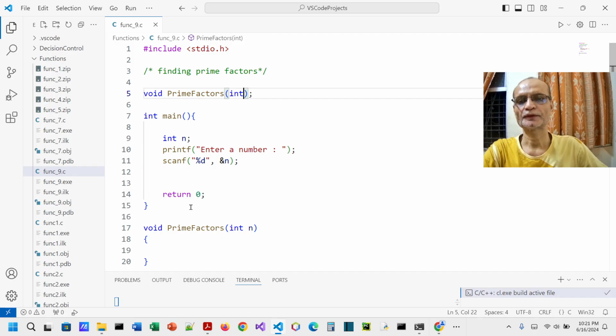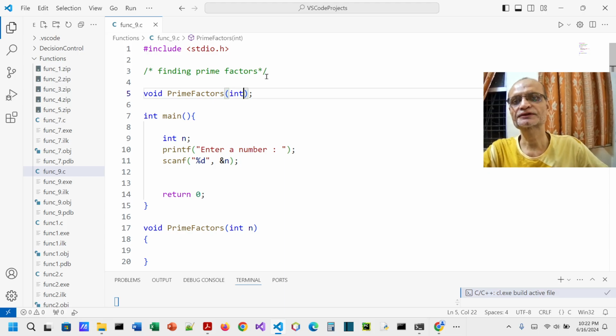Welcome to another video. In this video, we are going to look at some more examples with respect to functions. Now here, we would like to develop a function which will give us prime factors. So I have created the rough skeleton ready so that we don't have to keep on typing a lot of things. The basic things are kept ready, like entering a number and scanf. So that has been done.